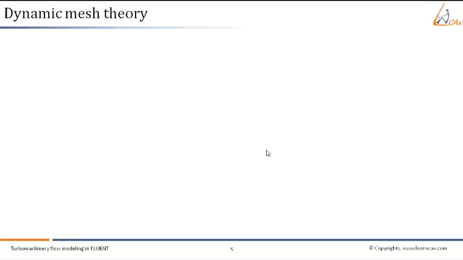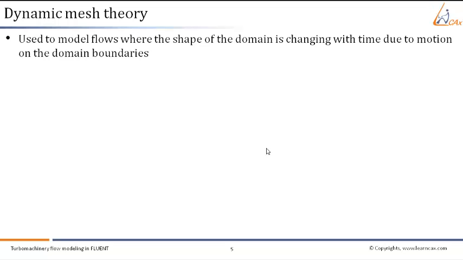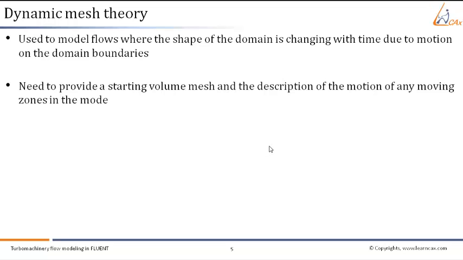The dynamic mesh model in Fluent can be used to model flows where the shape of the domain is changing with time due to motion of the domain boundaries. The update of the volume mesh is handled automatically by ANSYS Fluent at each time step based on the new positions of the boundaries. To use the dynamic mesh model, you need to provide a starting volume mesh and the description of the motion of any moving zones in the model.